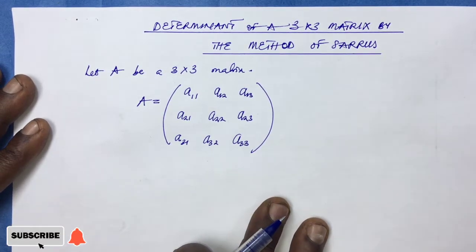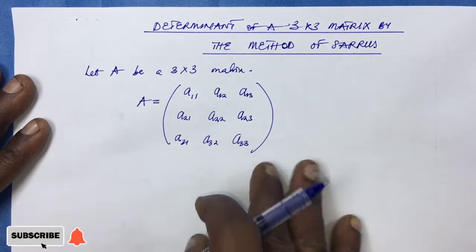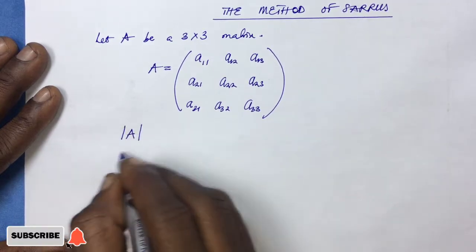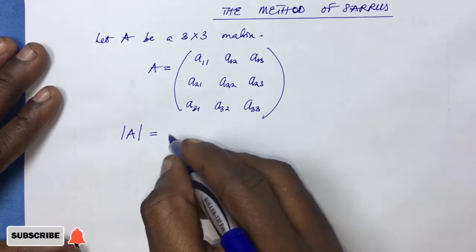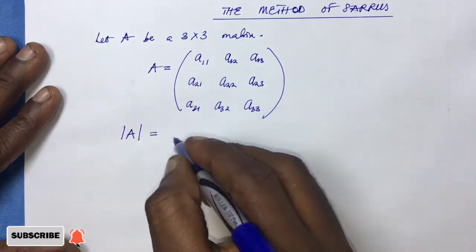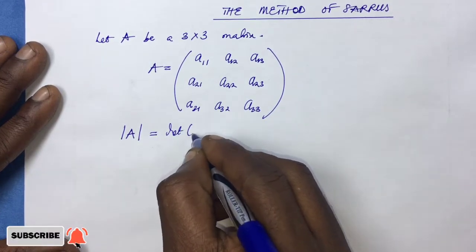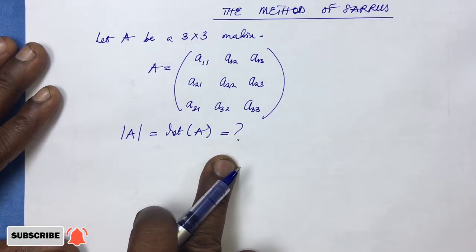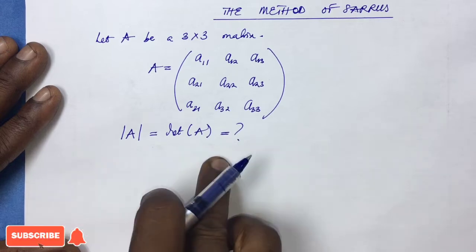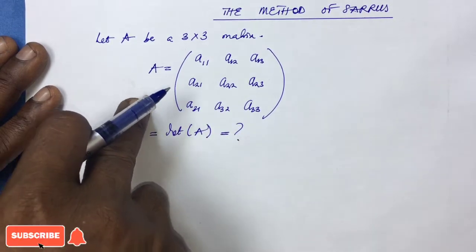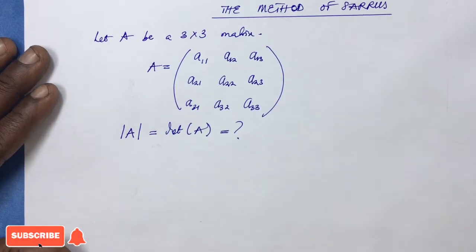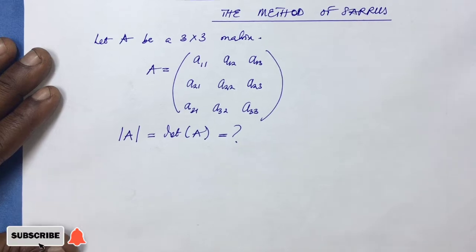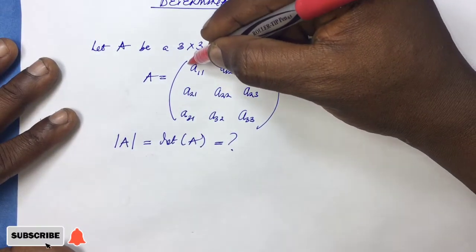Now, if this is the matrix A, what we want to obtain is the determinant of A. Remember, this is the notation for the determinant of a matrix, by putting the matrix itself in between two straight lines, and this is det A. So what we want to obtain is the determinant of this 3x3 matrix. We are going to introduce the method of Sarrus, but before that, let us see.